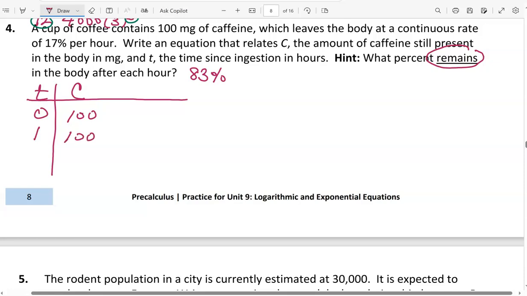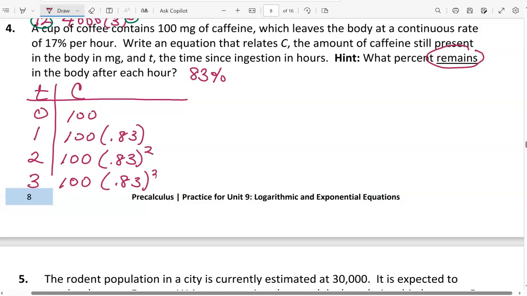So that is 100 times 0.83. And then after 2 hours, 83% of that is left. And so, in other words, we're going to multiply by 0.83 again, or 100 gets multiplied by 0.83 squared. After 3 hours, 100 times 0.83 raised to the third power.